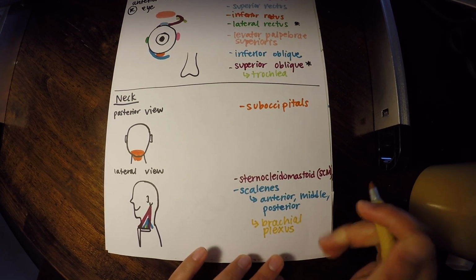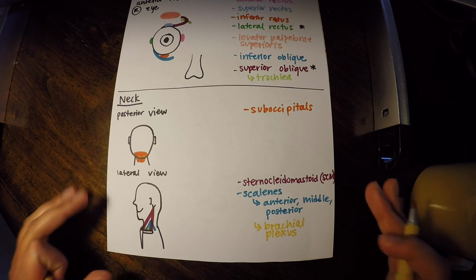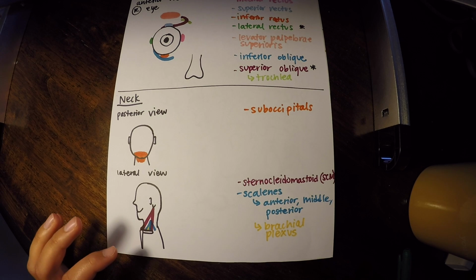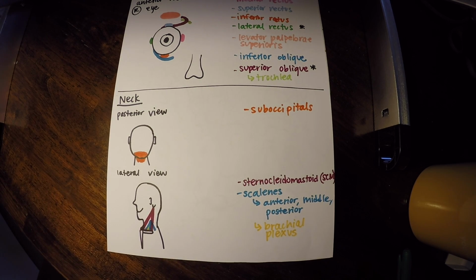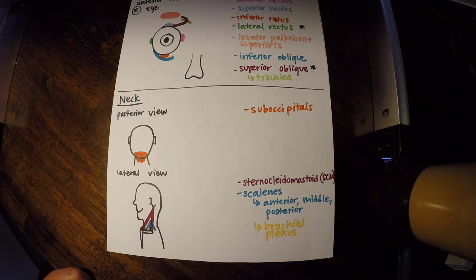Now, you don't need to know the details of what this brachial plexus is, but what the brachial plexus is in general is a plexus of nerves, and those nerves travel out from your neck, and then they make their way down to both of your arms. Muscles that they have to travel in between when they make their way down to the arms, one of them is in between the anterior and middle scalenes.